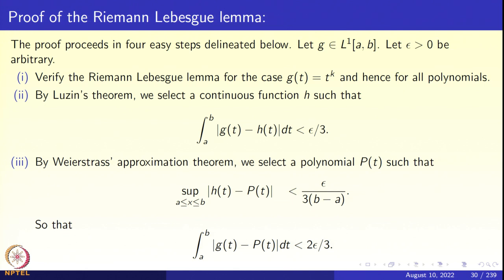If the supremum is less than epsilon by 3 times (b minus a), what is the integral of the absolute value of g(t) minus p(t)? It's going to be at most the integral of |g(t) minus h(t)| plus the integral of |h(t) minus p(t)|. The first one is less than epsilon by 3. The second one will also be less than epsilon by 3. These two things will become less than 2 epsilon by 3. So using these two very simple approximations, we immediately get that the integral from a to b of |g(t) minus p(t)| dt is less than 2 epsilon by 3.